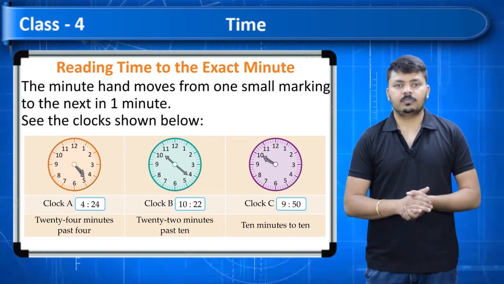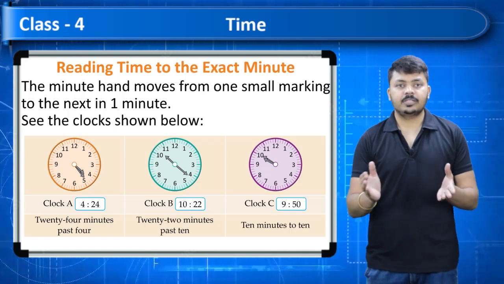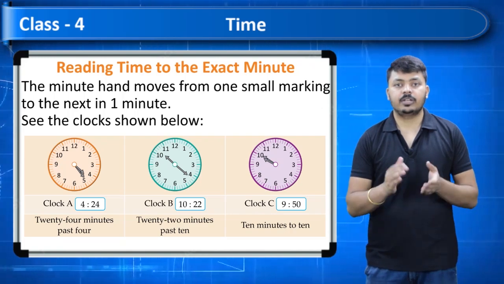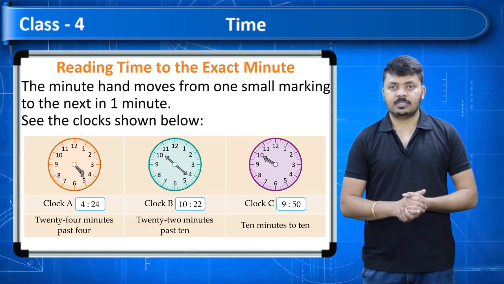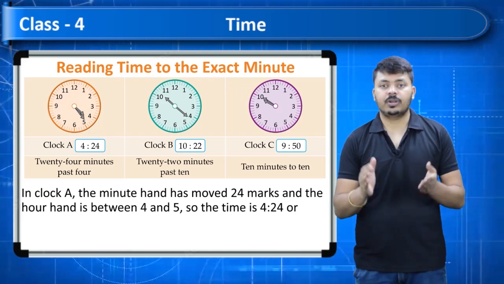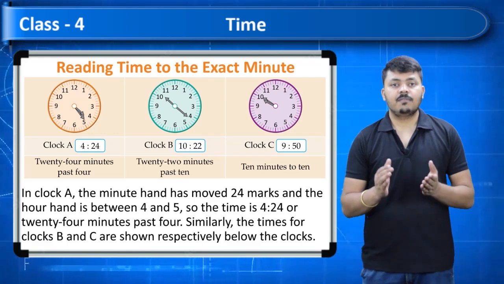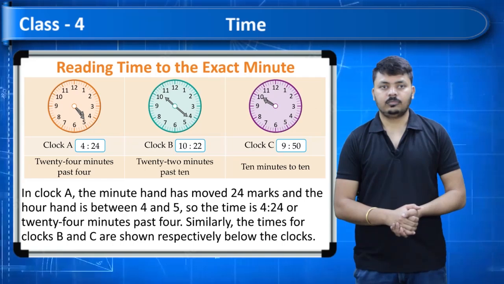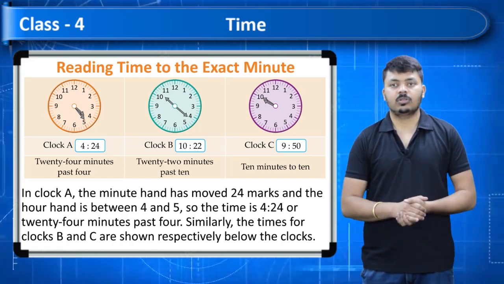The minute hand moves from one small marking to the next in 1 minute. See the clocks shown below. Clock A, 4 hours 24 minutes. So 24 minutes past 4. Clock B says 10 hours 22 minutes. So we say 22 minutes past 10. Clock C is 9 hours 50 minutes. So 10 minutes to 10. In clock A, the minute hand has moved 24 marks and the hour hand is between 4 and 5. So the time is 4 hours 24 minutes or 24 minutes past 4. Similarly, the times for clocks B and C are shown respectively below the clocks.